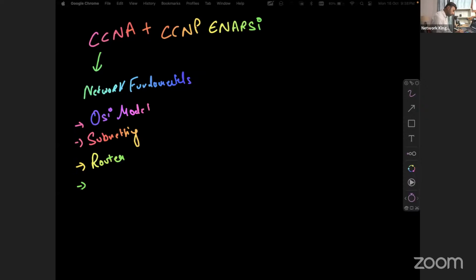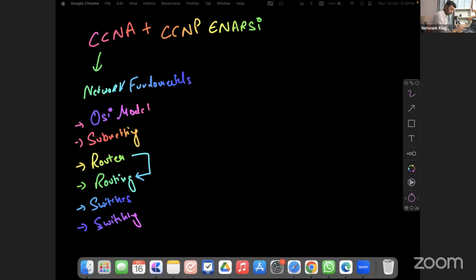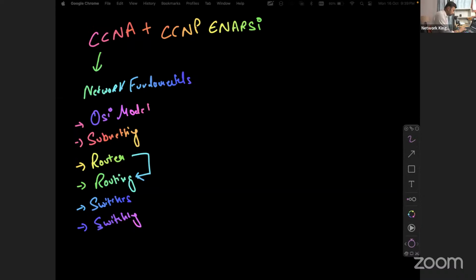Then we will learn about routing, how routers talk to each other. They do routing, so we are going to learn the routing part. After that, we are going to learn about switches. In the switches, we learn about switching. And after that, there are a few topics which will be asked in interviews.